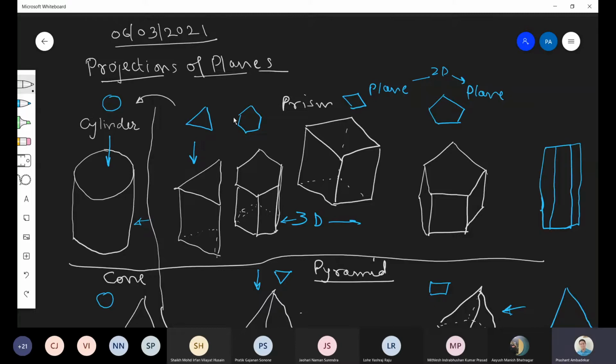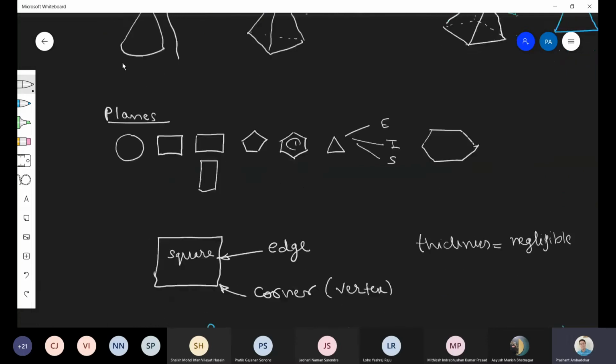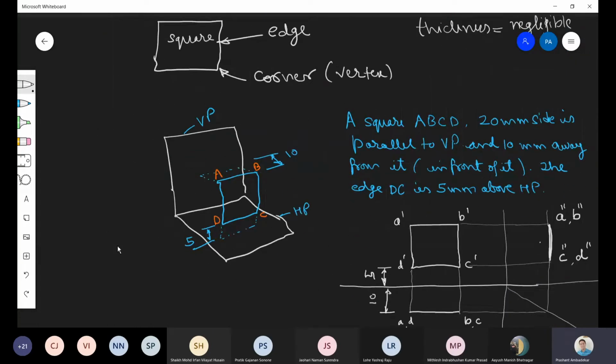I have two lectures today. This one, and the third one also I am taking. So if you have any doubt on projection of solids, you can get it cleared in today's lecture so that you can do it very well in the examination. So I will start with the sum that I explained that day.